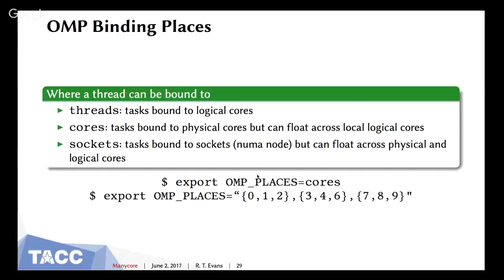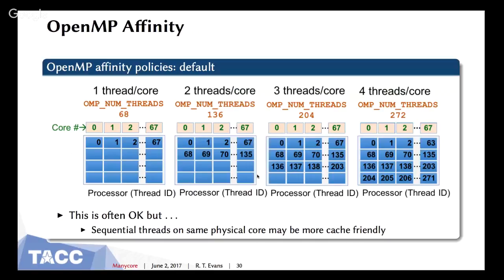because we're not just binding where a thread of execution runs, what core it runs on. We're also telling the thread how to access memory. So right now we're just going to talk about binding and where it will run. And so if you don't set anything, this is the default. So you run 68 threads, it'll do one per core.